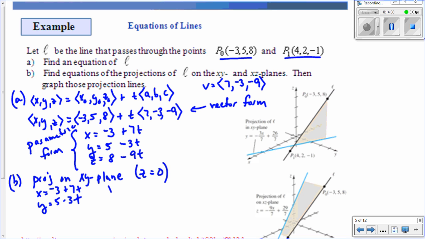So I'm going to rewrite it in symmetric form. (x plus 3) over 7 equal to (y minus 5) over -3. And now just cross multiply. -3x minus 9 equals 7y minus 35. So that means then that y would equal -3/7 x plus 26/7. And that will be the equation of the line that's passing underneath. It's the projection on the xy plane.